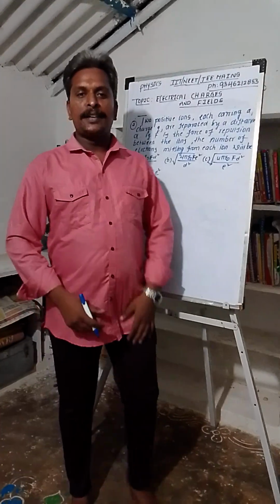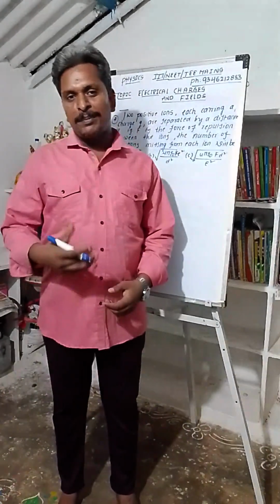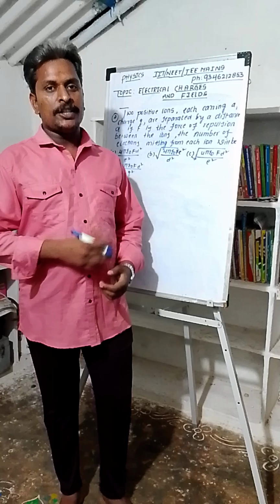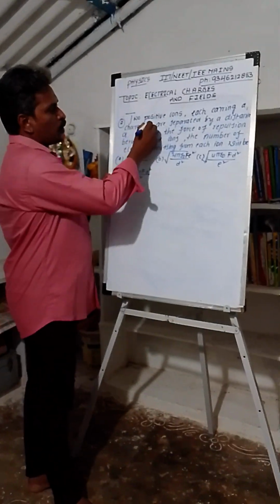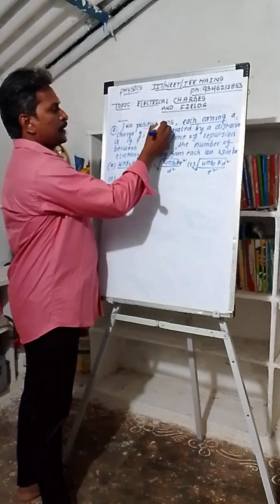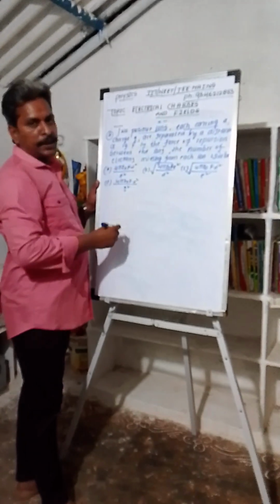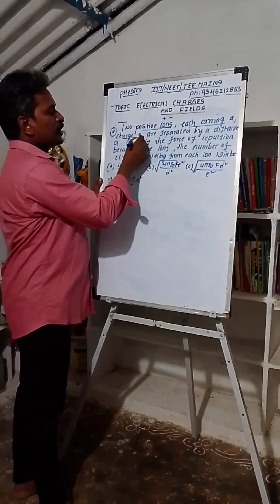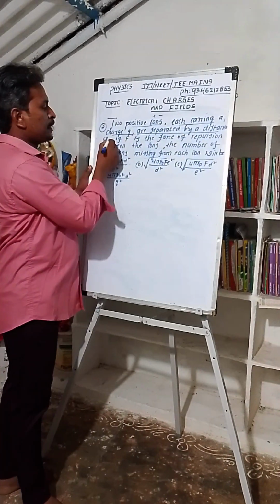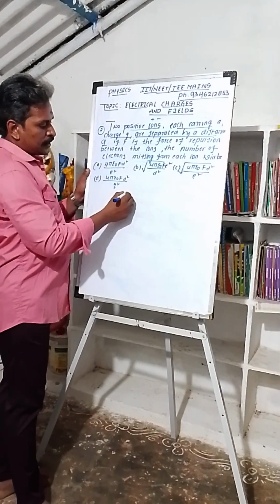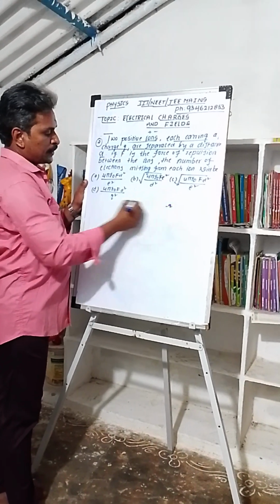Hi everyone, today we are discussing our NEET practice level second problem from the chapter Electric Charges and Fields. Two ions, one positive and one negative, each carrying a charge equal to q, are separated by a distance equal to d. So it's plus q and minus q.